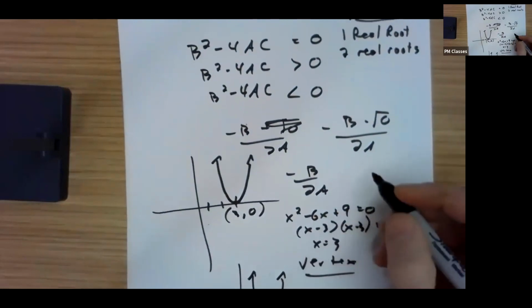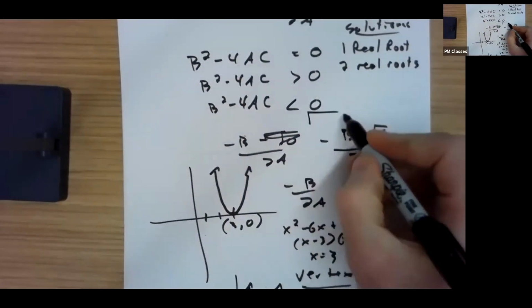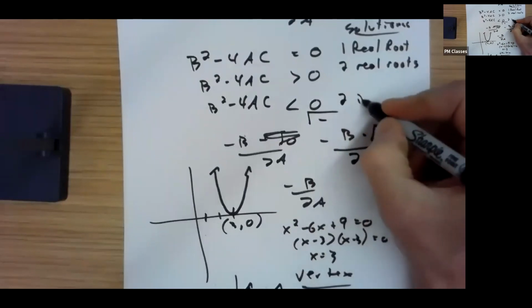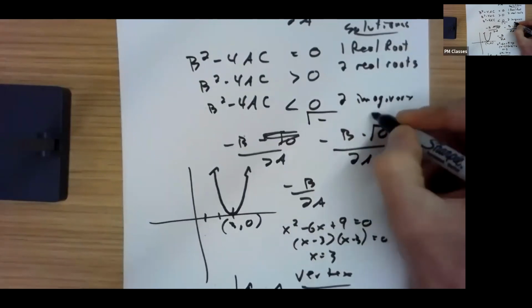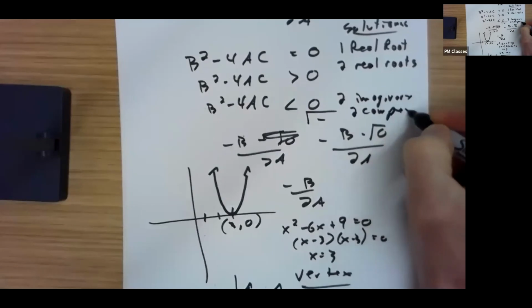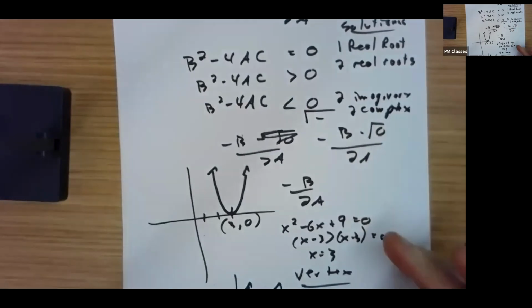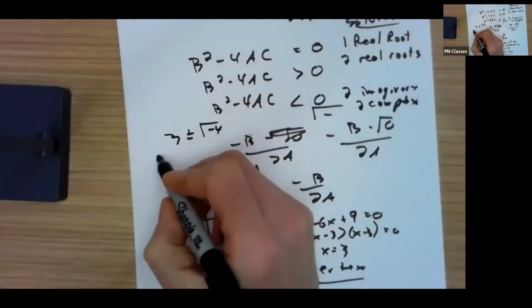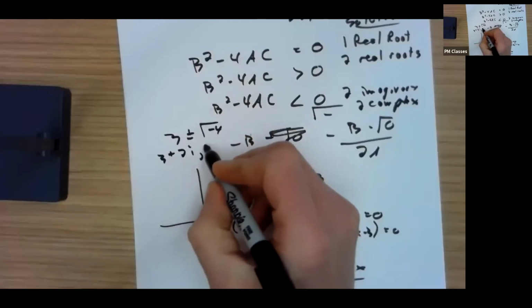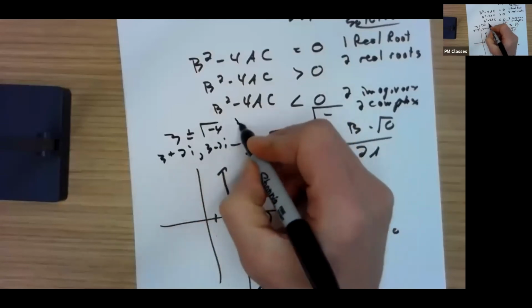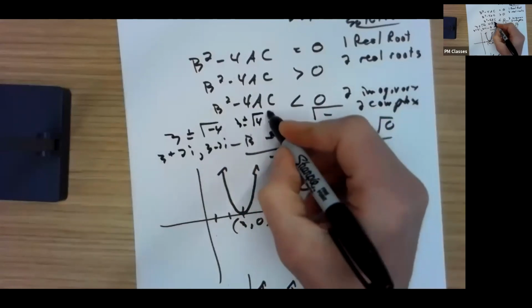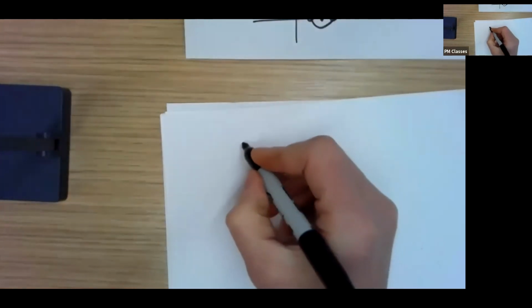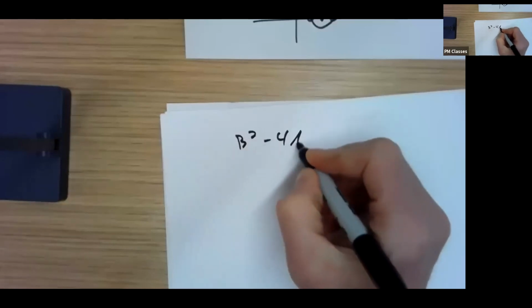If it's less than 0, I would then have the square root of a negative number, and that would get me two imaginary or two complex roots. Imaginary number, of course, is the square root of negative 1. We'll talk about that in a moment. So if you had 3 plus or minus the square root of negative 4, that would be 3 plus 2i, 3 minus 2i. 3 plus or minus the square root of 4 is 2, and the square root of negative 1 is i. So that gets us two complex roots. So again, this is pretty sophisticated stuff if you're aiming for higher level questions.